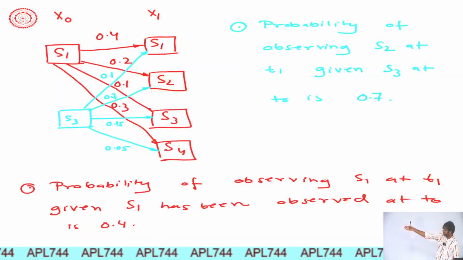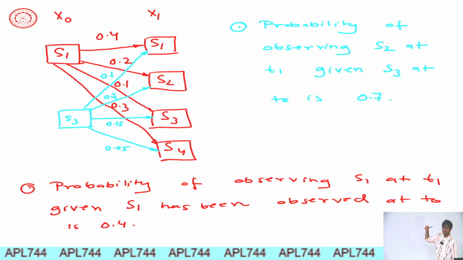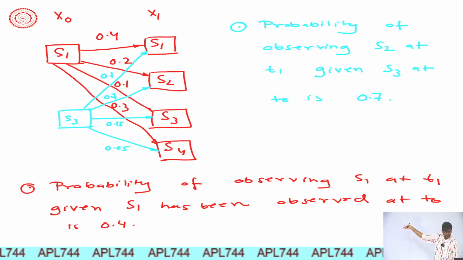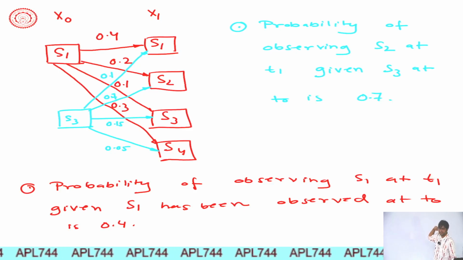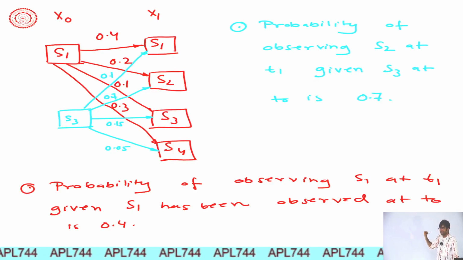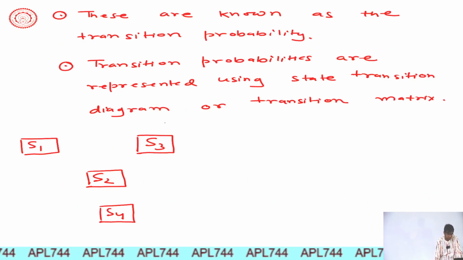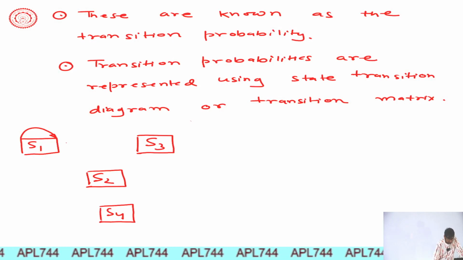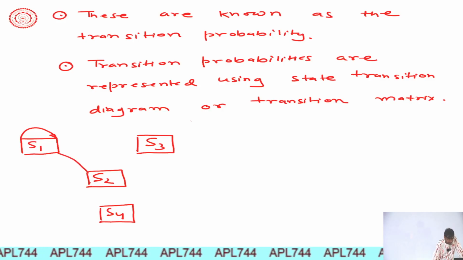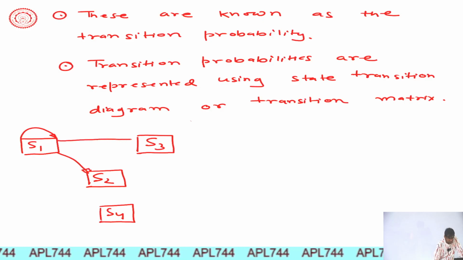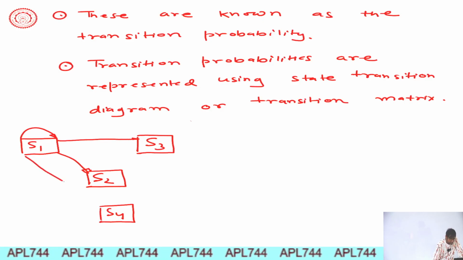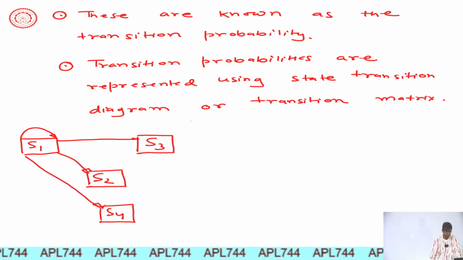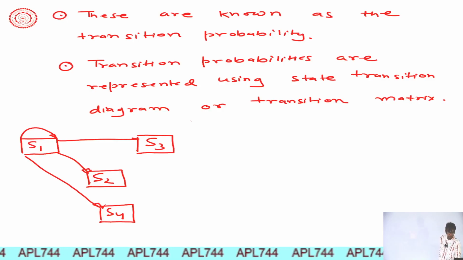Now, if I take the same diagram of S1 and S3, I know that from S1 and S3 you can transition to any state with a finite probability, right? From S1 you can go to S1, S2, S3 and S4 with a finite probability, not a zero probability. So from S1 you should have arrows like this. From S1 to S1 you can go, S1 to S2 you are allowed to go, S1 to S3 you are allowed to go, S1 to S4 you are allowed to go. What is the probability of going from S1 to S1?